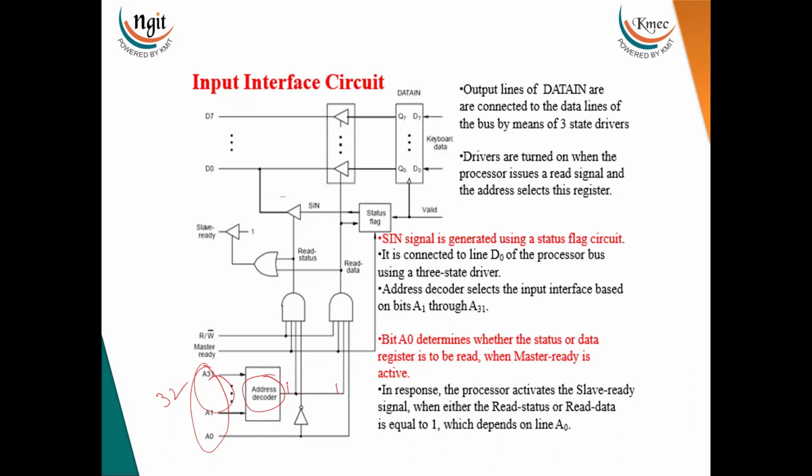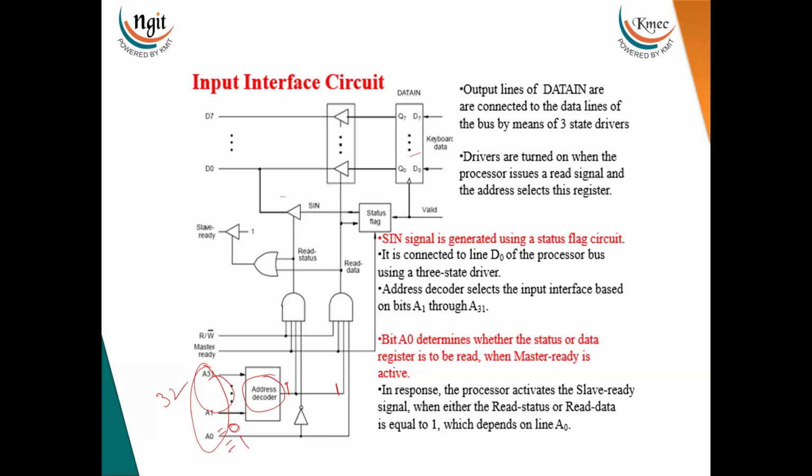After decoding, these bits become 1. If the processor wants to read the status, then the A0 bit is 0. If the processor wants to read the data in register, it will place 1. So first the processor will place the address of the status register, which means the A0 bit is 0 and all the remaining bits are the same.